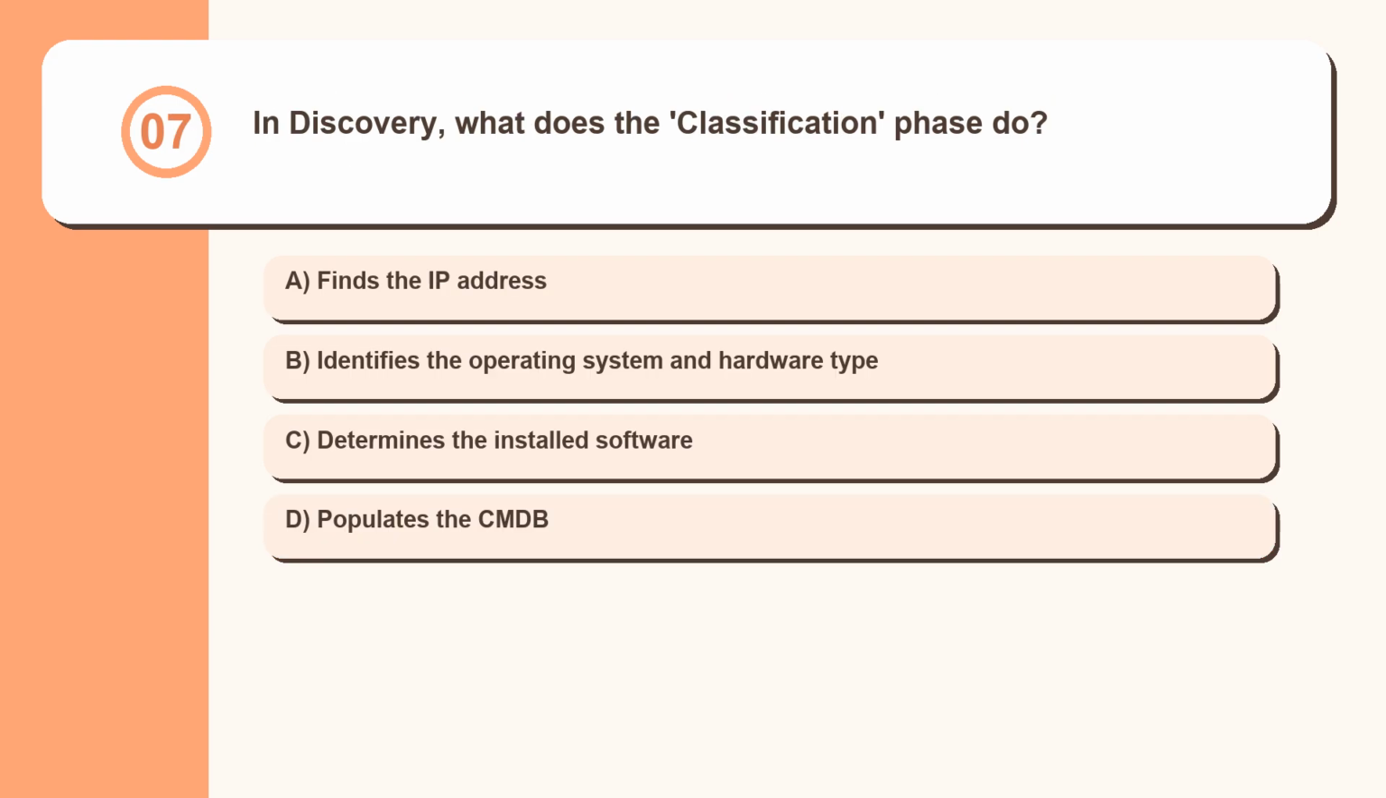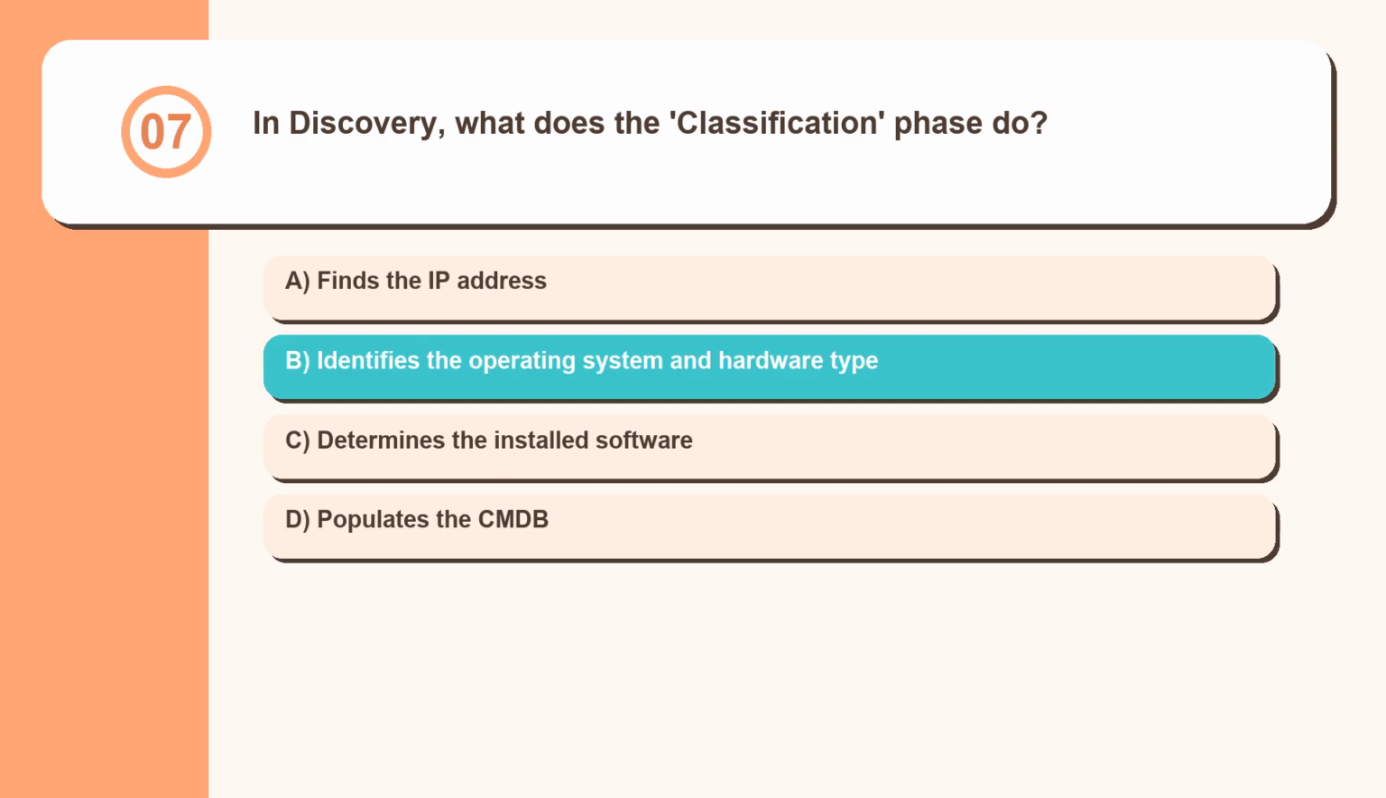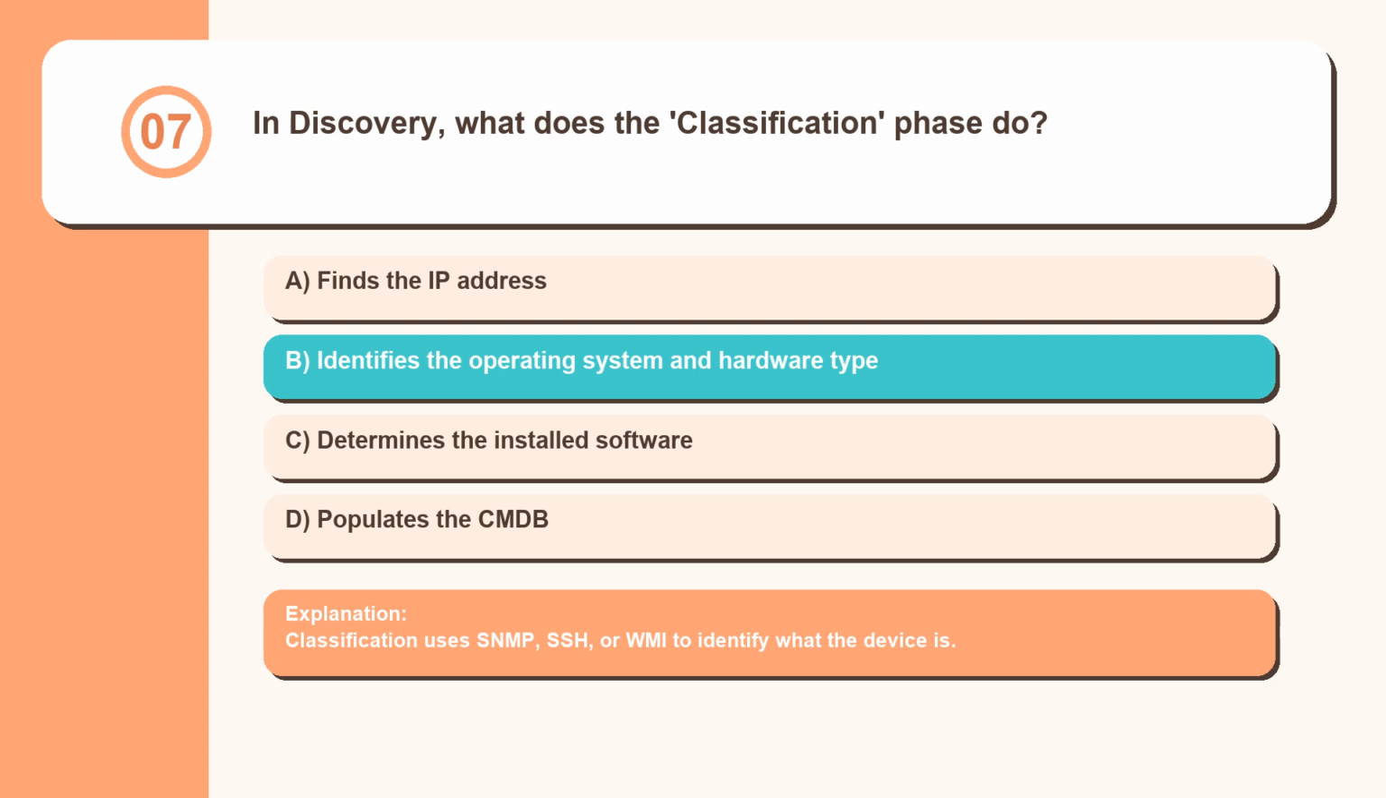Question 7. In Discovery, what does the classification phase do? Finds the IP address, identifies the operating system and hardware type, determines the installed software, populates the CMDB. Classification uses SNMP, SSH, or WMI to identify what the device is.